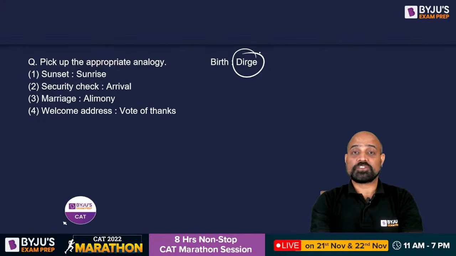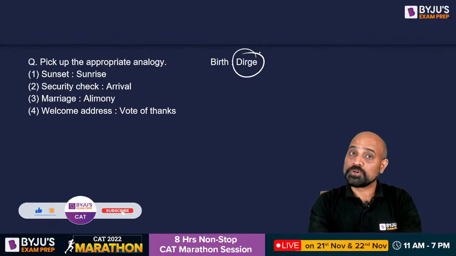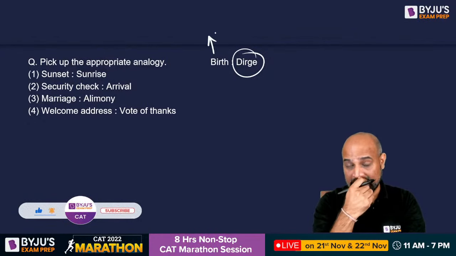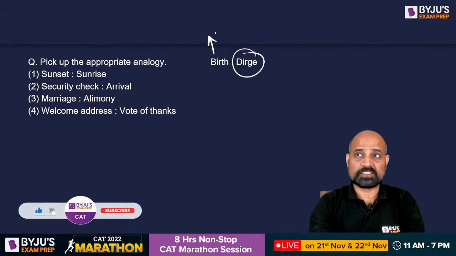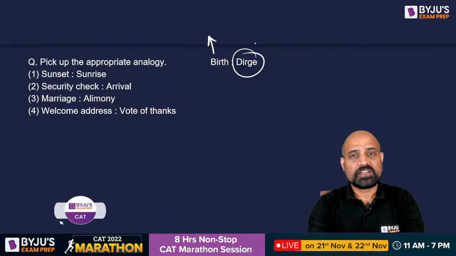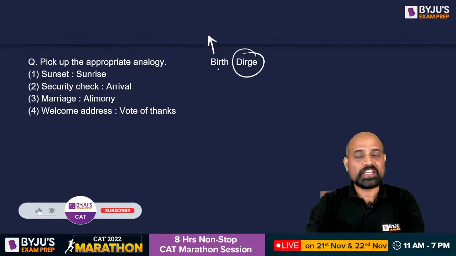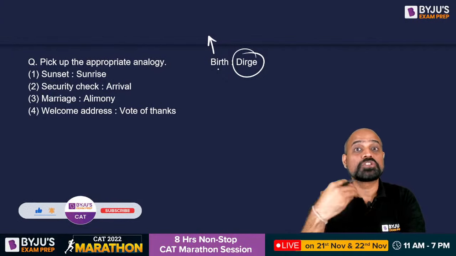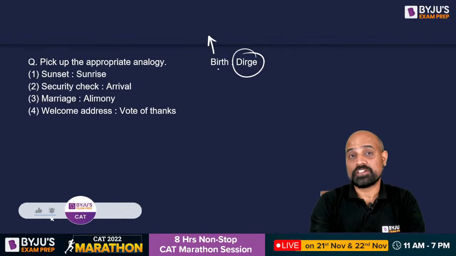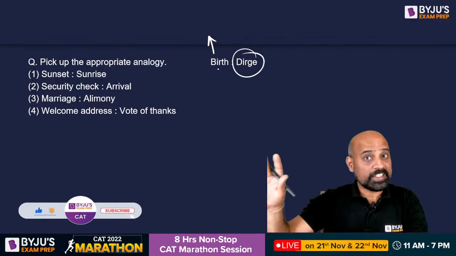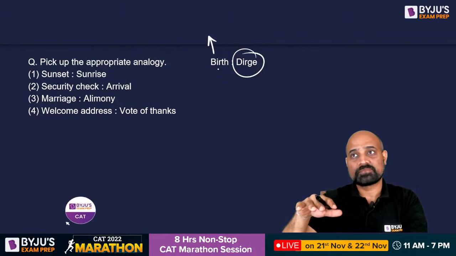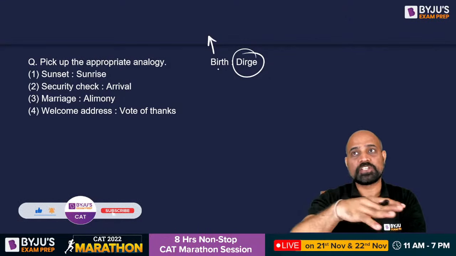Now, do you know the meaning of the word dirge? If you know it, it's fine. If you don't, you will have to skip this. By the way, birth is when somebody is born, right? And dirge is the feeling. It's the part where when somebody dies, the feeling that the others have, not the dead person, and the eulogy that they give, that part is called dirge. Dirge is not death, it's the feeling, or I can say the consequences that happen around the dead person.